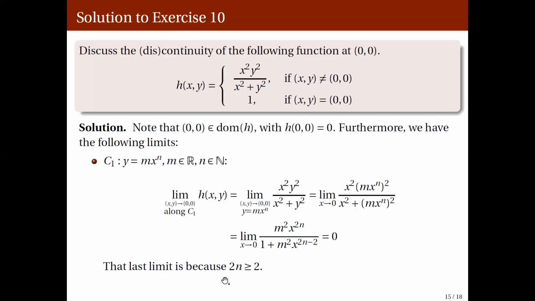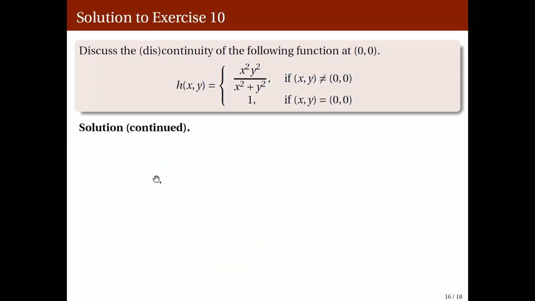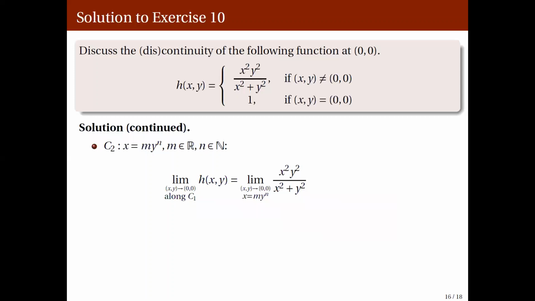Actually, for this very same reason, this 2n greater than or equal to 2, the same thing will happen if we switch the spots or the places of x and y here. For example, like this. For x equals my to the n, I'll just go through the steps here. This should be along C2, sorry. Here we replace the x's by my to the n. And using your algebra skills, this limit as y goes to 0 will also be 0.